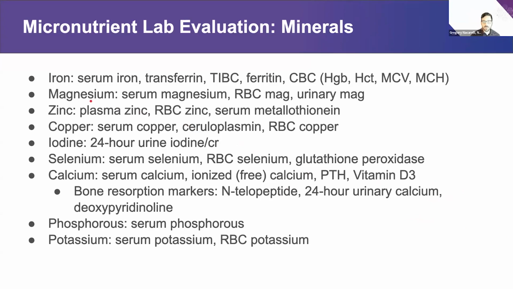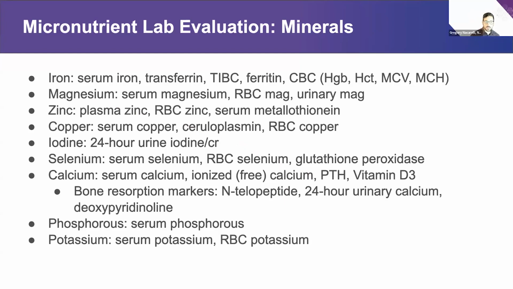Magnesium: serum magnesium, RBC magnesium, and urine magnesium. For zinc, plasma zinc, red blood cell zinc, or serum metallothionein, which you'll see is altered with low zinc. Copper: serum copper and ceruloplasmin, which is a copper transport protein, abnormal in certain diseases like Wilson disease, and then red blood cell copper.